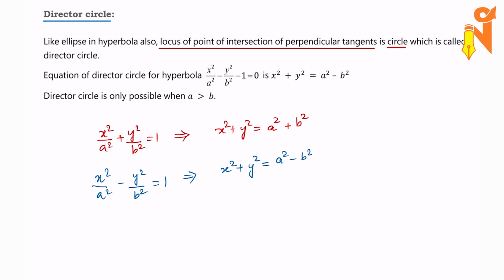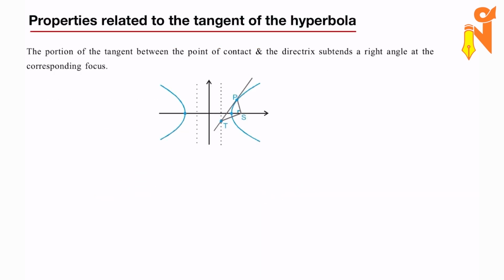But one thing you should be careful about here is the radius of director circle is root over a square minus b square. So director circle is possible only when a is greater than b. So in that case, the radius exists. So that is what is given in these points. Hope it is clear. Our next topic is properties related to the tangent of the hyperbola.